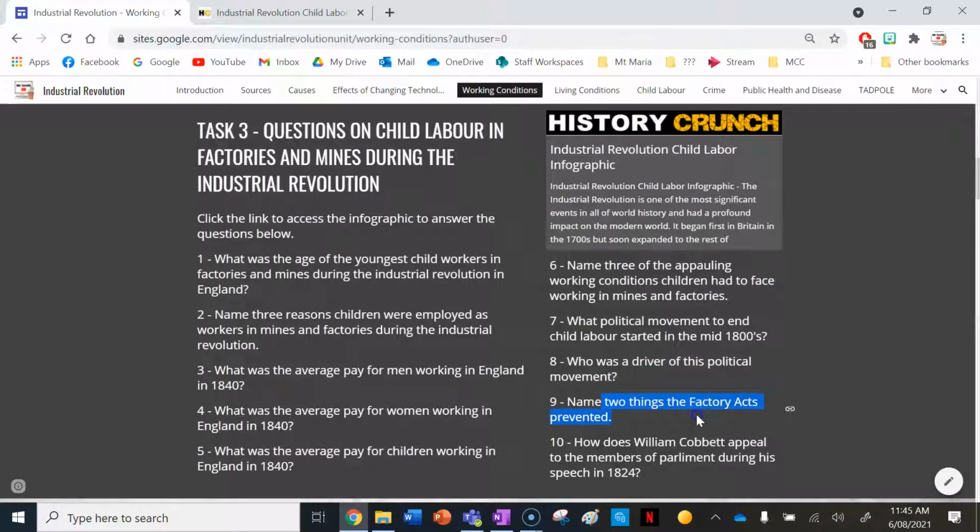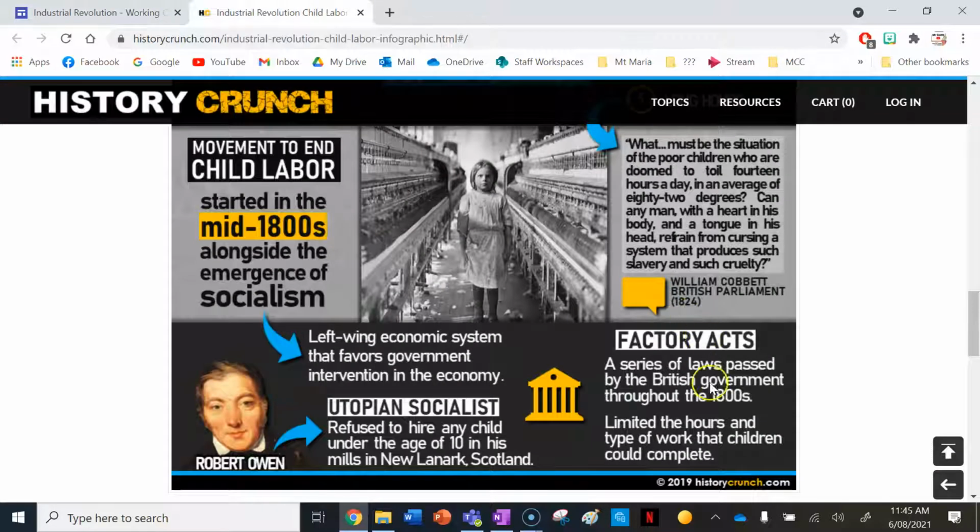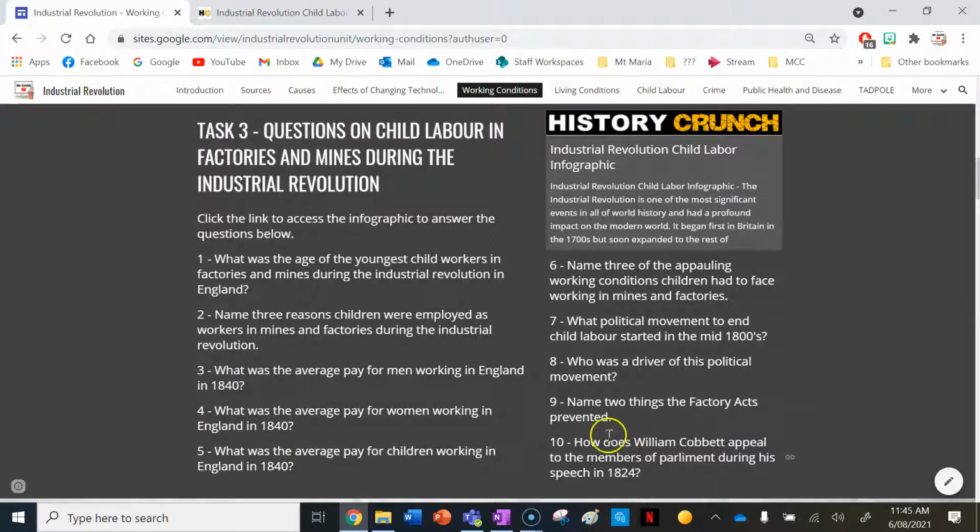And name 2 things the Factory Acts prevented. Here we've got left wing, we've got Factory Acts, a series of laws passed by the government. They limited the hours, so that's 1, and limited the type of work that children could complete. So those were the 2 things the Factory Acts did.